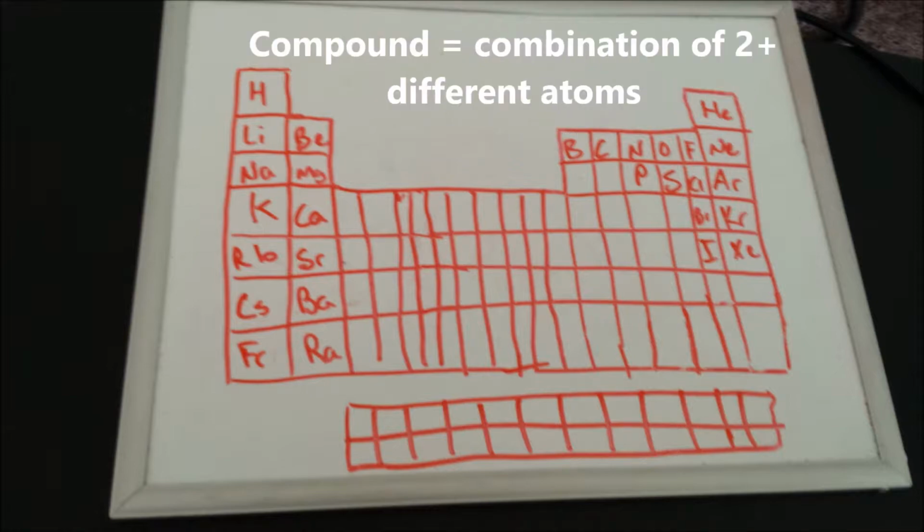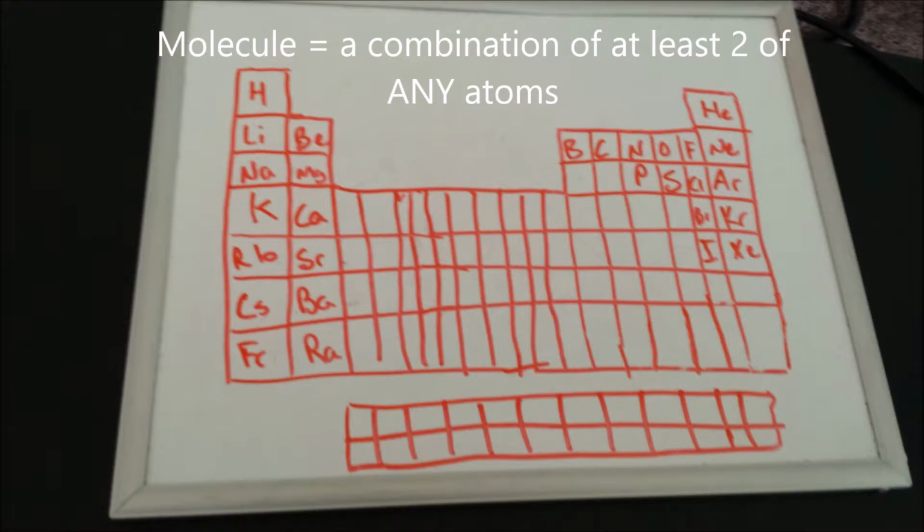Now, a compound is a combination of two or more different elements. Now, this is important because this differentiates them from molecules. So a compound has to be two different elements. A molecule, on the other hand, can be a combination of two elements. They don't necessarily have to be different elements.